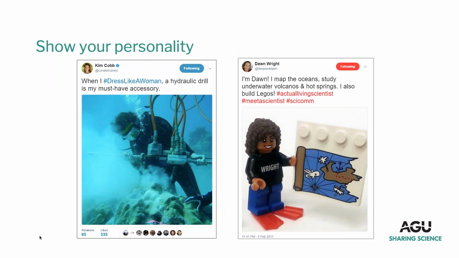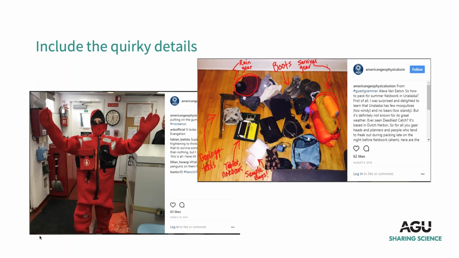Show your personality. If you've been in some of these webinars before, maybe you've seen some of these, but they're such great examples. This is Kim Cobb and this Dress Like a Woman account that was basically showing badass women going against these stereotypes, with this hydraulic drill doing her field work. Dawn Wright showing off her personality and how much she loves Legos. Both are incredible scientists.